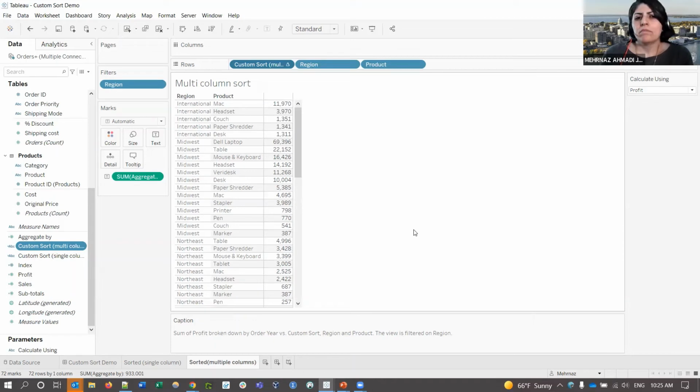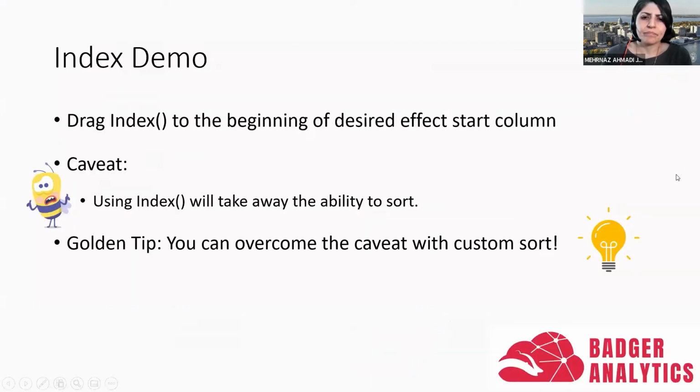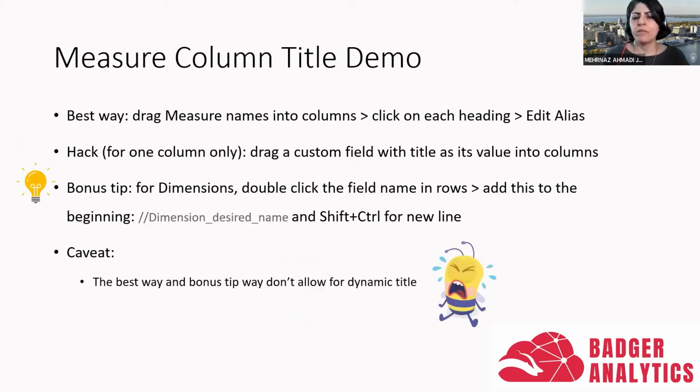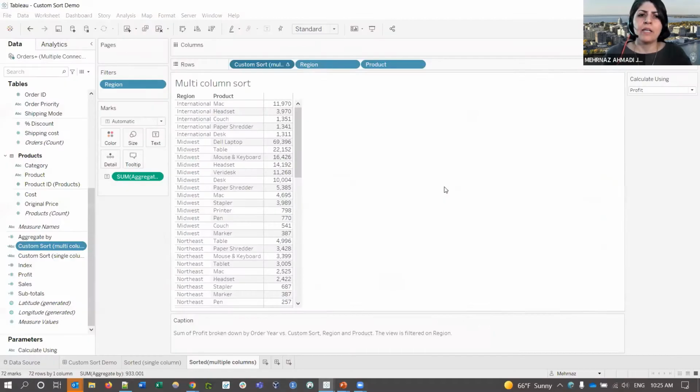Now, there are situations, let me go back to my slides. Okay. So you just have to make sure that you are using aggregate functions for rank. Let me go to the next one. Okay. So there is also something else on my table that I want to change.